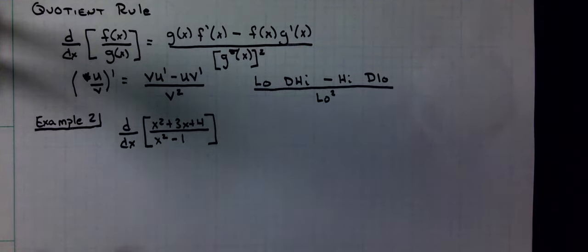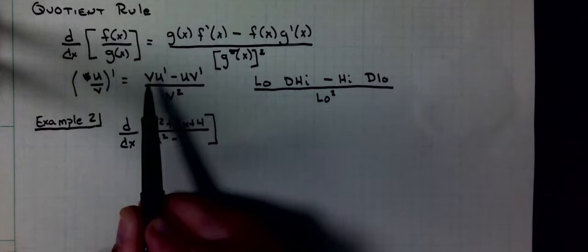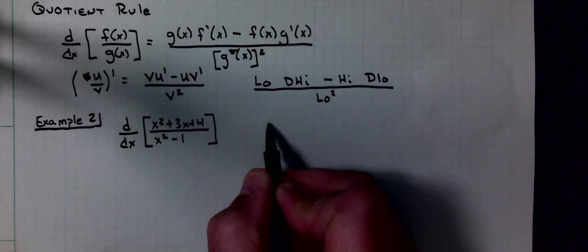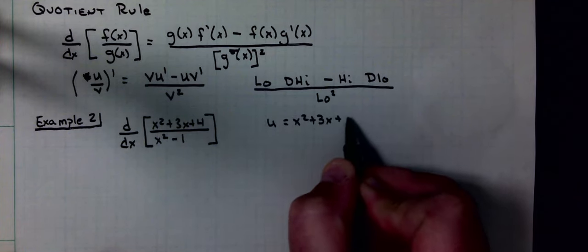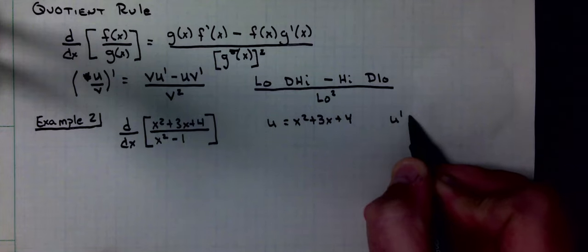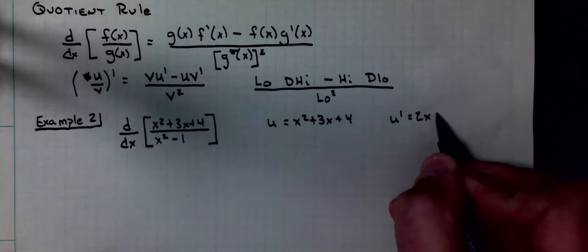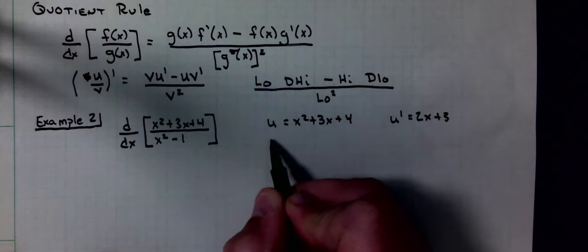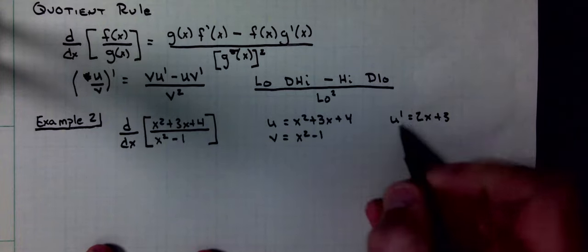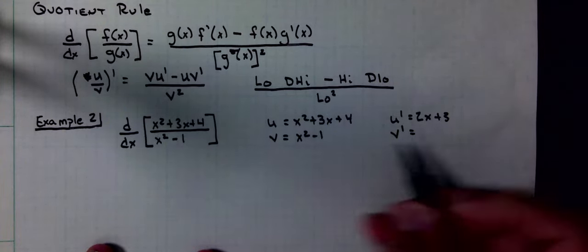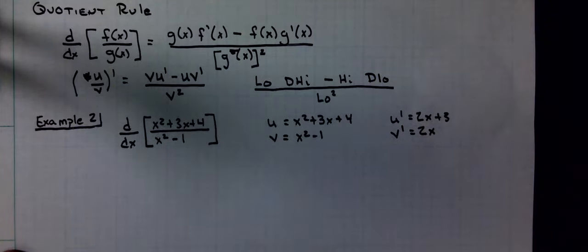So I am going to write down, again, I need u, v, u prime, and v prime. u is x squared plus 3x plus 4. Its derivative, multiply by the exponent, is 2x plus 3. v is x squared minus 1, v prime is 2x. Now I have all the parts.